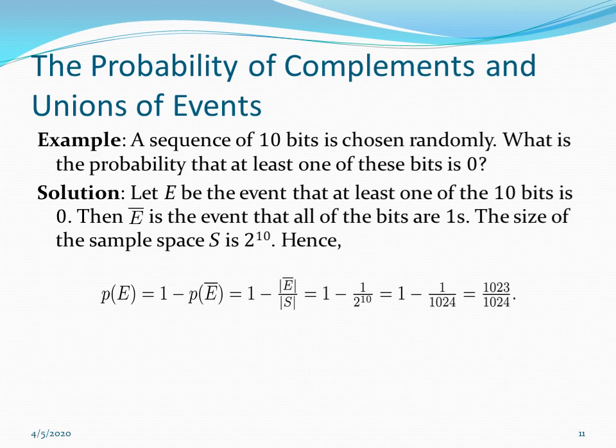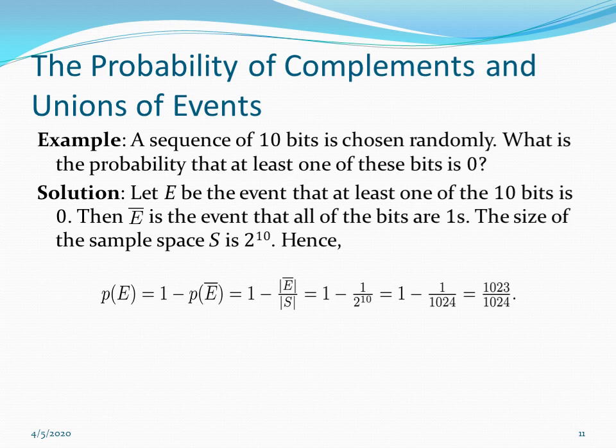A sequence of 10 bits is chosen randomly. What is the probability that at least one of these bits is 0? We will let E be the event that at least one of the 10 bits is 0. What is the complement? The complement now will be the event that all of the bits are 1s. None of the bits is 0, all the bits are 1, and there is actually only one bit string that has all 1s. Now, what about the sample space? How many possible bit strings of length 10? This is just 2 to the 10.